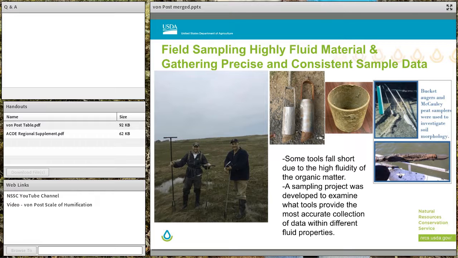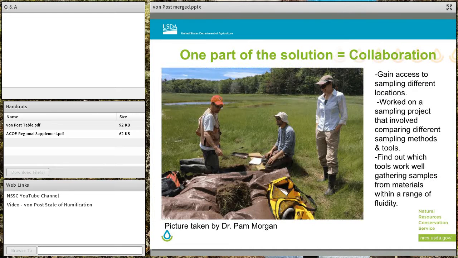So again, what do you do when you're in the field and trying to grab this precise and consistent data? One of the things that I've found that helped out is collaboration. Talk to people, talk to other professional soil scientists. We spoke with professors from URI, University of Maine, and University of New England.